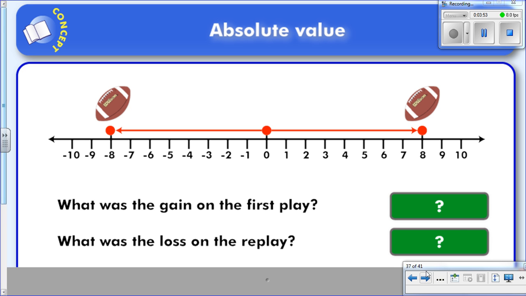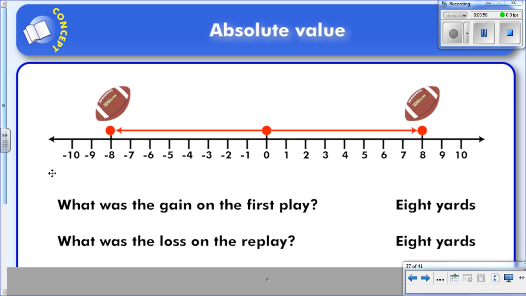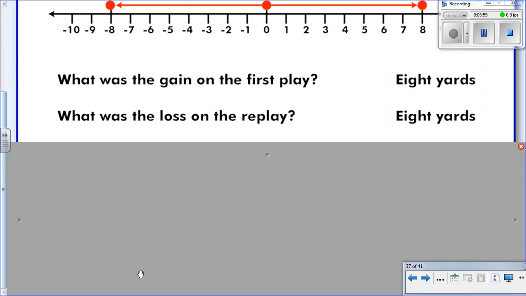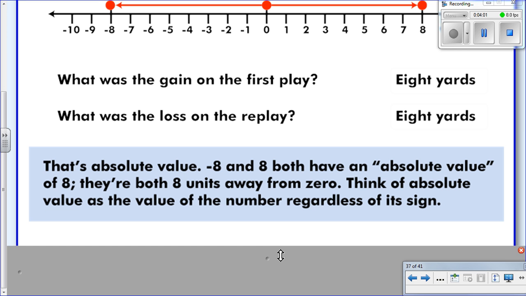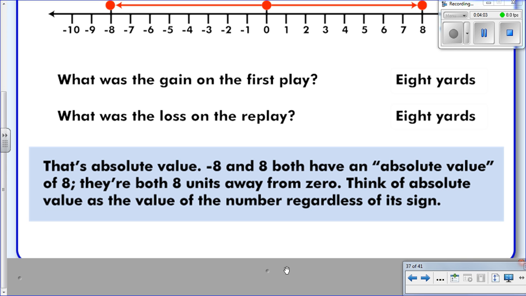All right, so what was the gain on the first play? It was 8 yards, and the loss was also 8 yards. So that's the absolute value. -8 and 8 have an absolute value of 8 because they're both 8 units from 0. So think of absolute value as the value of the number regardless of the sign.